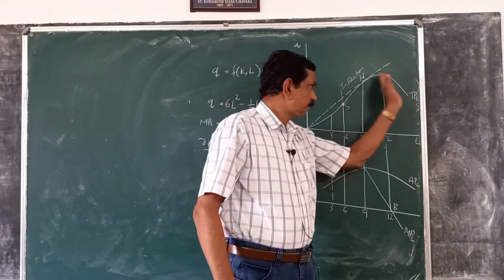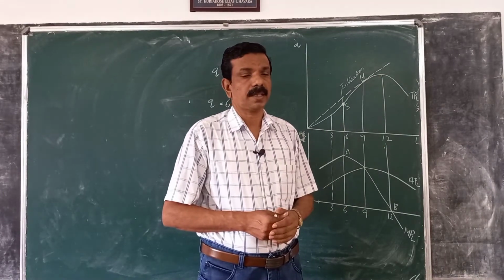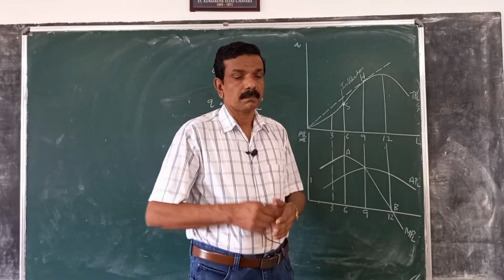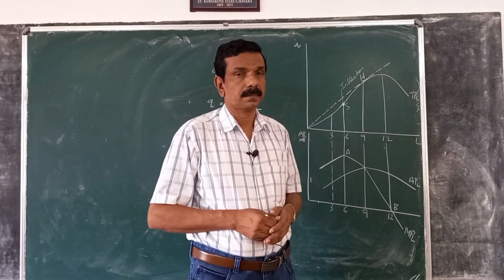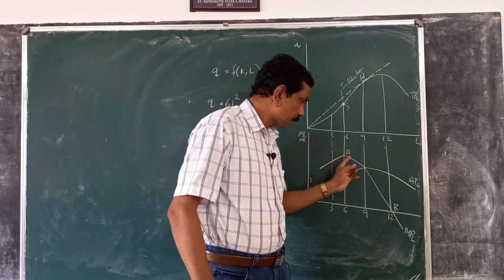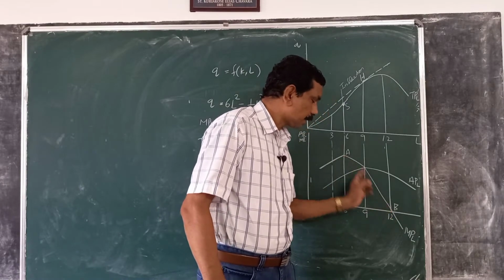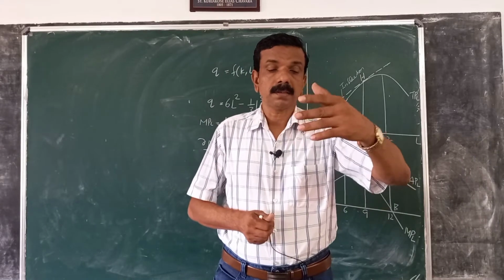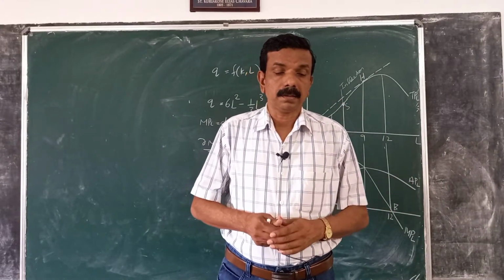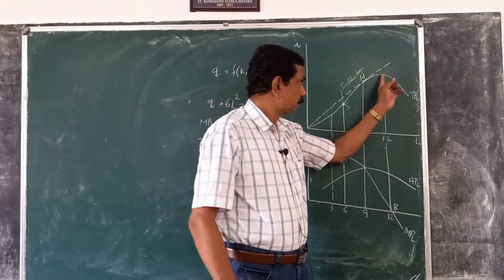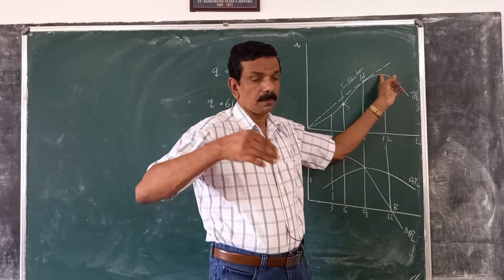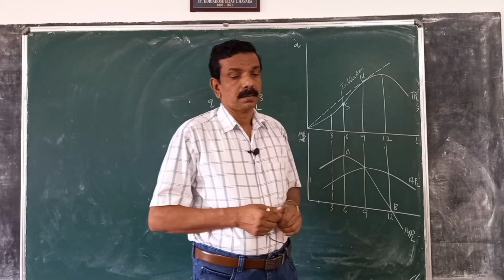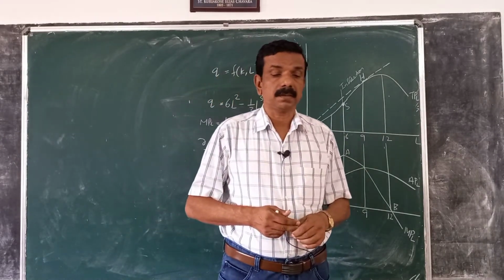Now, to the right of S, as you can see, total product is still increasing, but at a decreasing rate. So, MBL is positive but declining. And at the maximum point, the total product is maximum and MBL is 0.